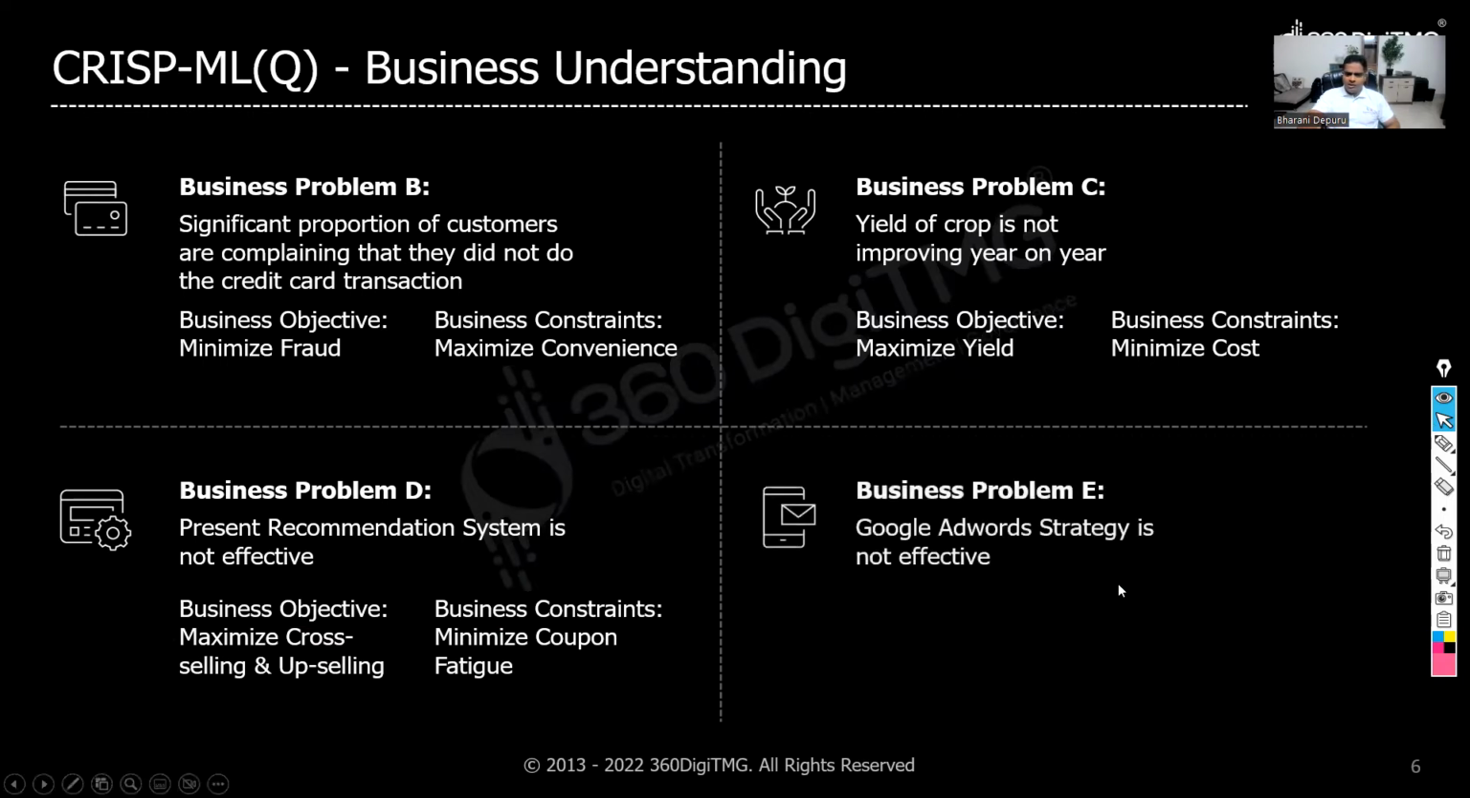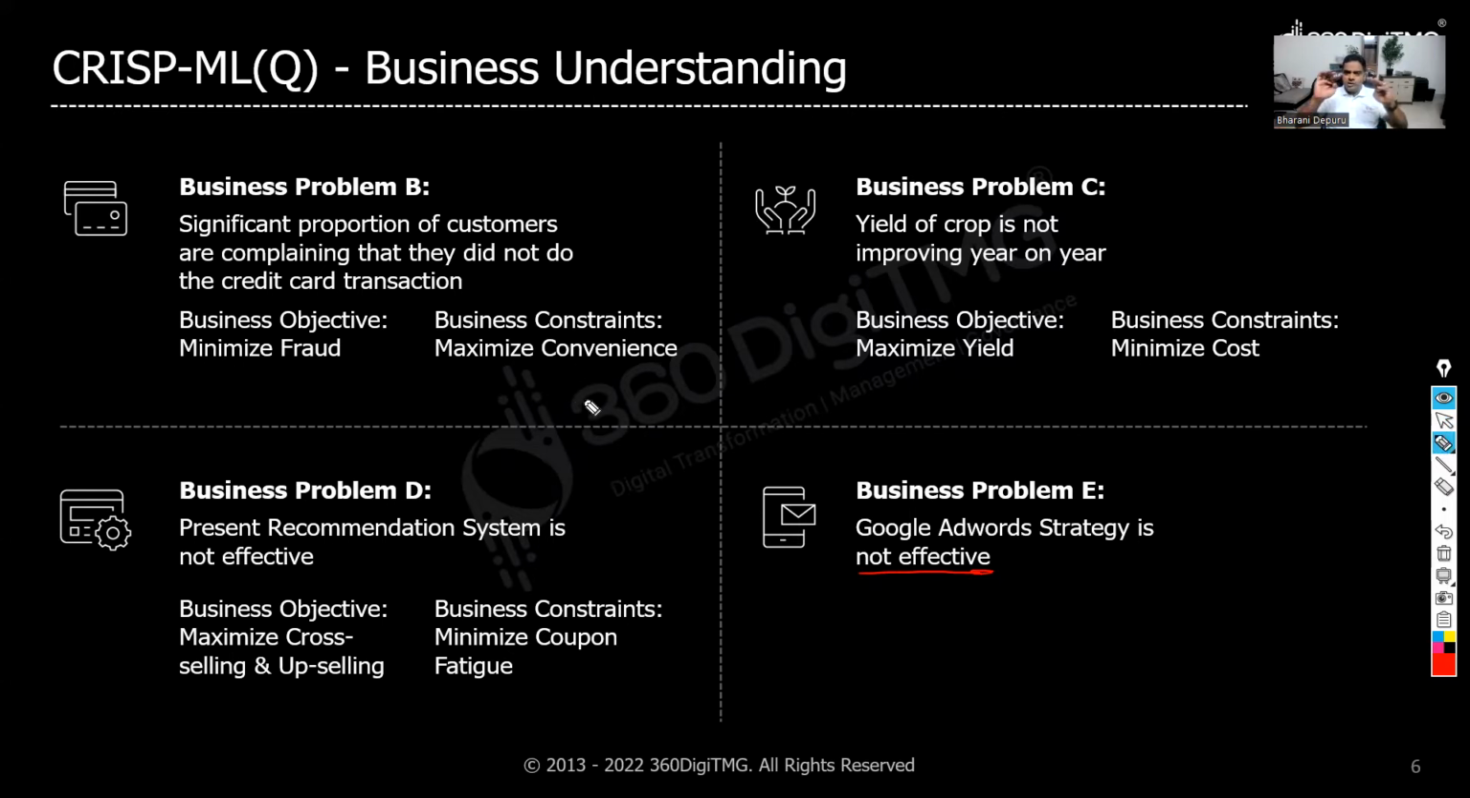Okay, let's look at yet another example here. Google AdWords is not effective. You know what? This is the era of digital transformation. This is the era of digital marketing. And a lot of companies are pumping money left, right, and center because they want to be recognized on the online forum, in the digital forum. And what if one of the company heads walks up to you and says, hey, we are pumping money left, right, and center into Google AdWords. However, we feel that the Google AdWords strategy is not effective. We're not getting the required benefits.